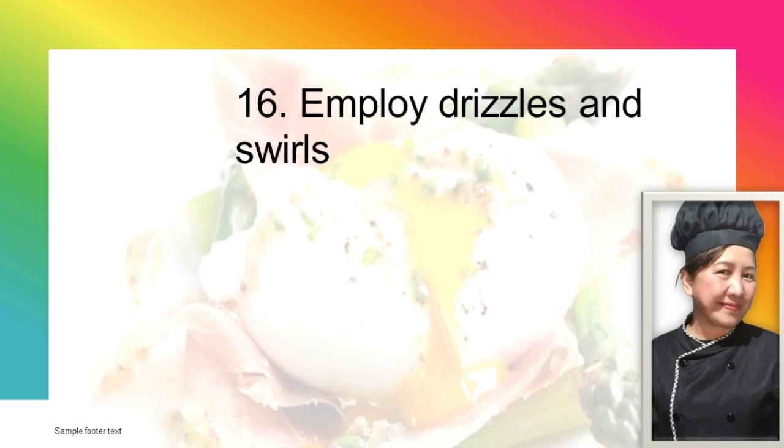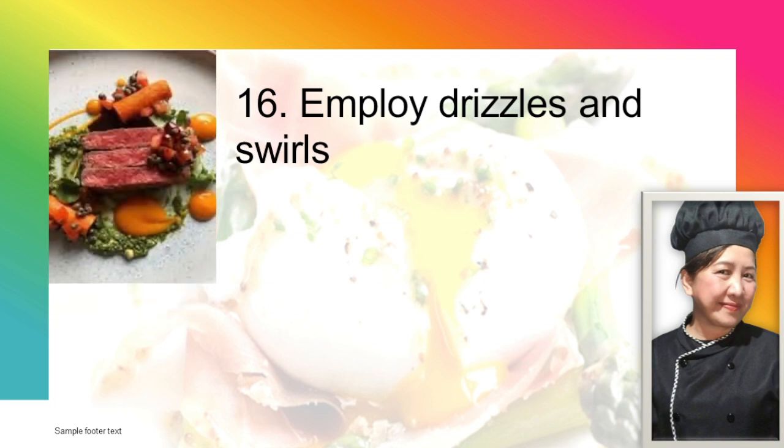Number 16. Employ drizzles and swirls. Another way to finish food is with a drizzle or swirl of a concentrated sauce or liquid. For savory dishes, this might be a small squeeze of remoulade, pesto, or flavored oil. For sweet dishes, adding chocolate sauce, fruit jam, or creme anglaise might be the most delicious way to add that finishing touch. Rather than just pouring a sauce over your food, consider putting it in a squeeze bottle so you can create a pretty swirl or pattern.